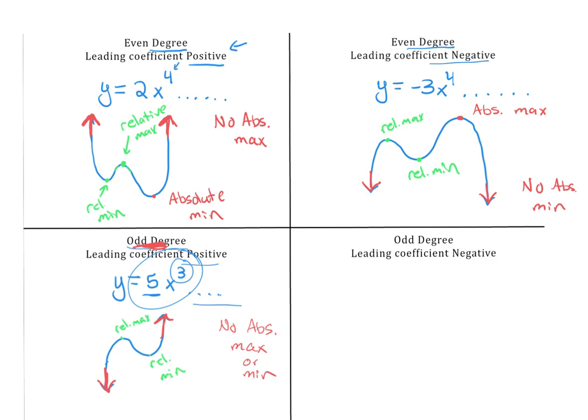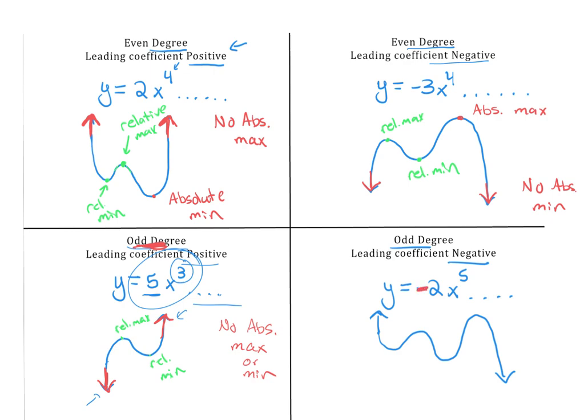Okay, last example, odd degree, leading coefficient is negative. So y equals, here's my leading coefficient, negative. We still have an odd degree, let's do to the fifth power. And in theory, there'd be more coming after this leading term. But what that leading term is going to do is flip these arrows. So it's actually going to be going up this way. I'm going to go down, up, and down.